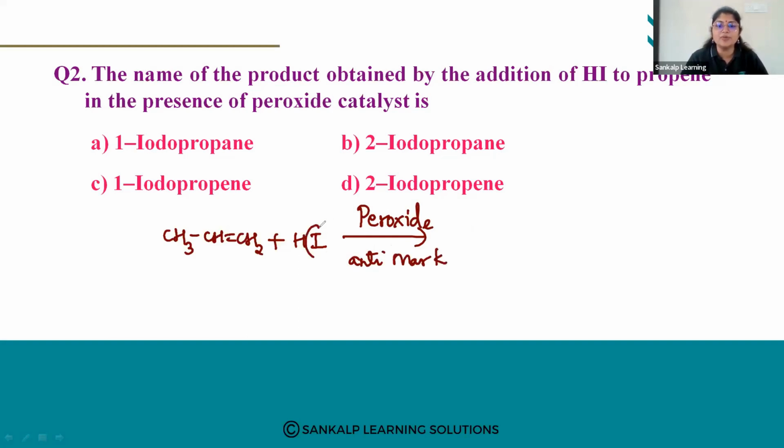So how is it? The negative part will be added to the carbon which has more hydrogen atoms. So it will be CH3, CH2, CH2I. So what is the answer? It will be 1-iodopropane. So A will be the correct answer. If it was not peroxide, then it would be the Markovnikov rule.